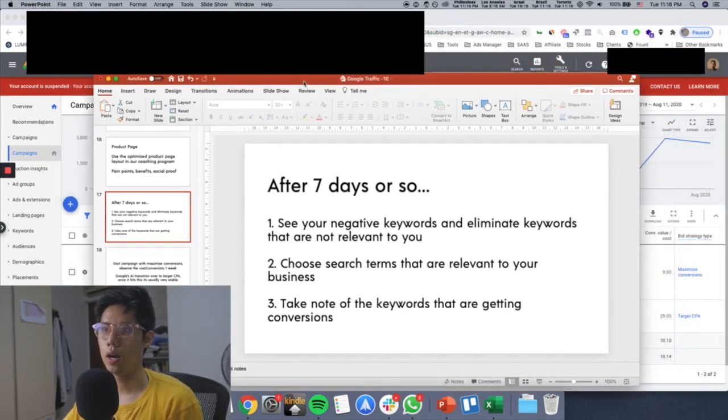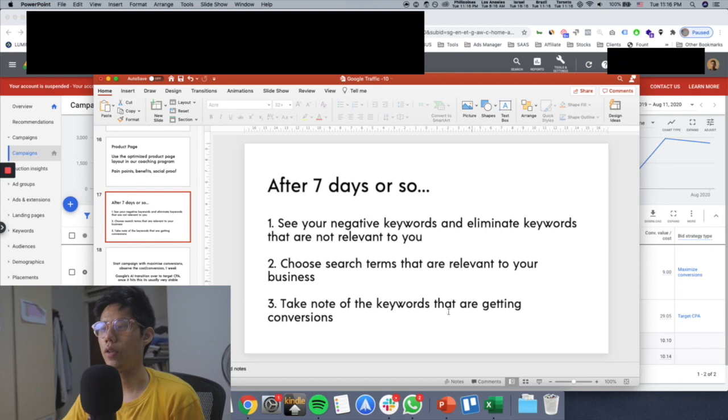So you go into keywords and then go to negative keywords, and you eliminate the keywords that are not relevant to your business. Okay, that's number one. Number two, you go and search the search terms, and choose the search terms that are relevant to your business. So for example, if you are selling this water bottle, and you see that the search term comes up perfume, you will cancel those terms and only choose the search terms that are related to water bottle, if that makes sense.